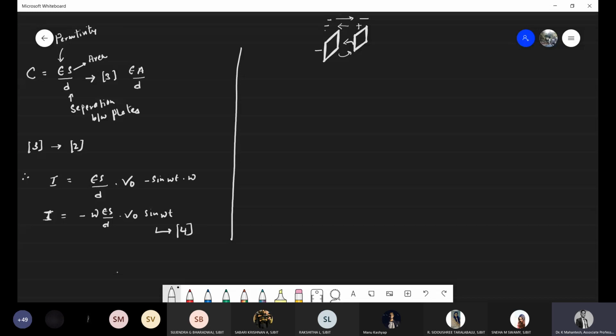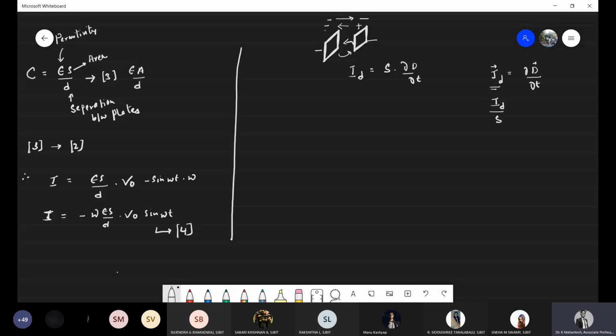Due to this, there will be a displacement current flowing in the capacitor, and it is given by ID is equal to S dou D by dou t. So how did I get this equation? There is a small derivation that you need to remember. I know what displacement current density is. Displacement current density JD is equal to dou D by dou t. But what is JD equal to? JD is equal to ID, total current over total surface area.